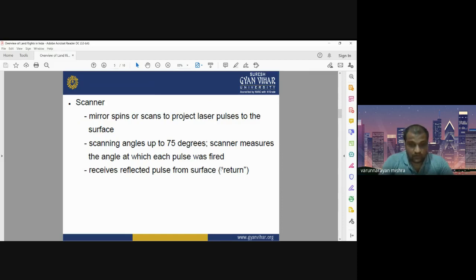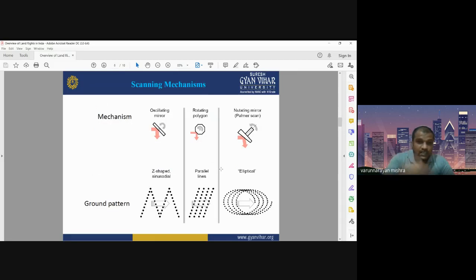Okay, so the amount of energy which is received by the receiver is known as return energy. Okay, so this is the scanning mechanism. The laser scanner or the lidar scans the entire area, scans the terrain in three different modes: jet-shaped (sinusoidal), parallel lines, and elliptical shape.